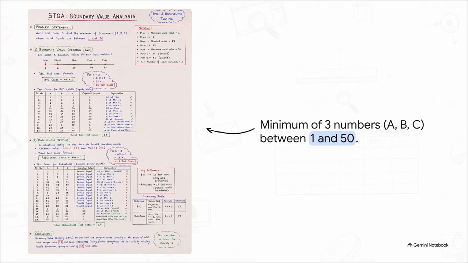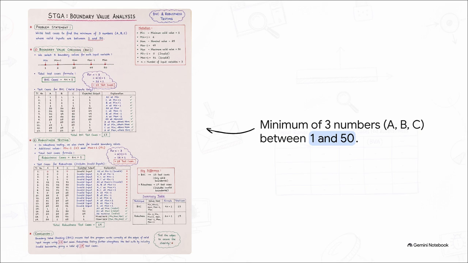Okay, let's set up the exact numerical problem we're going to solve today. If you look at the problem statement written at the top, it says, we need to write test cases to find the minimum of 3 numbers, A, B, and C, where the valid inputs are strictly between 1 and 50.